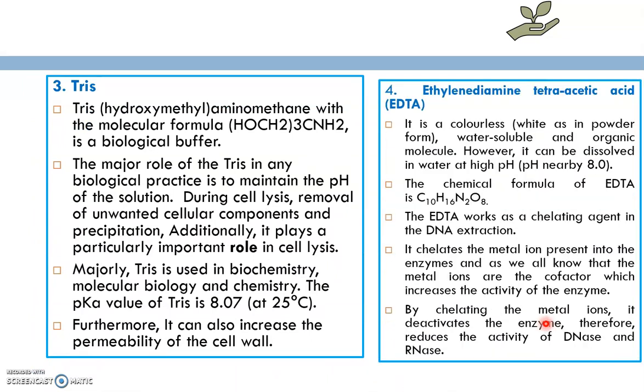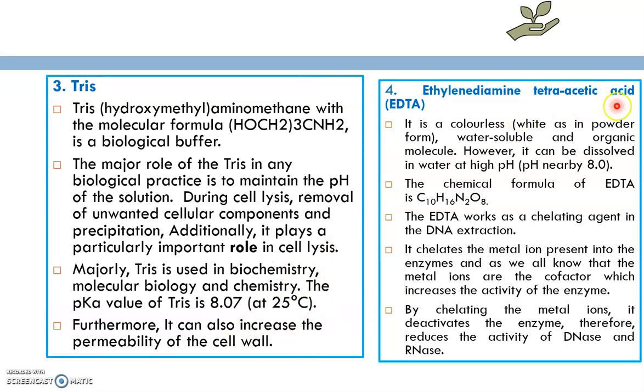Now, the third important component of extraction buffer is Tris, which is basically a biological buffer, and its major role in any biological practice is to maintain the pH of the solution during cell lysis, removal of unwanted cellular components, and precipitation. Additionally, it plays an important role in cell lysis also, and furthermore, it also increases the permeability of the cell wall.